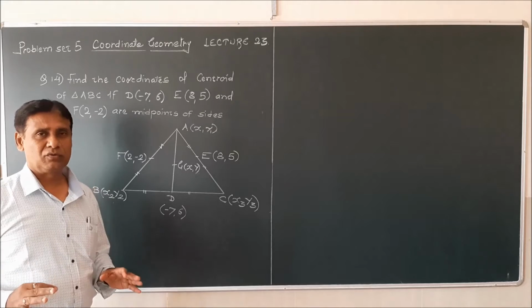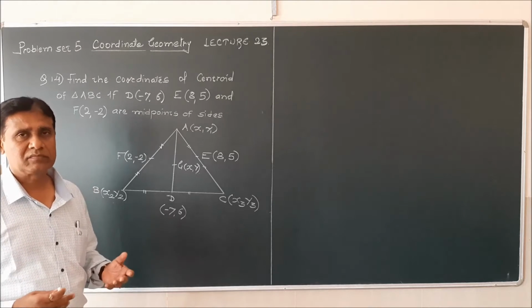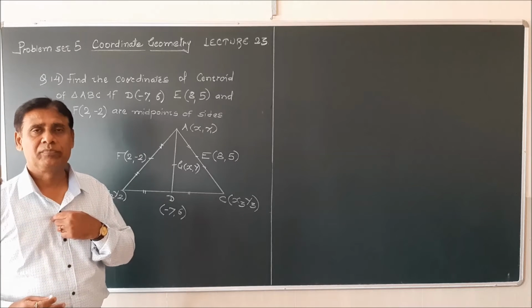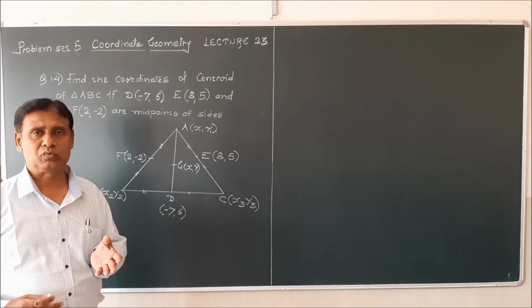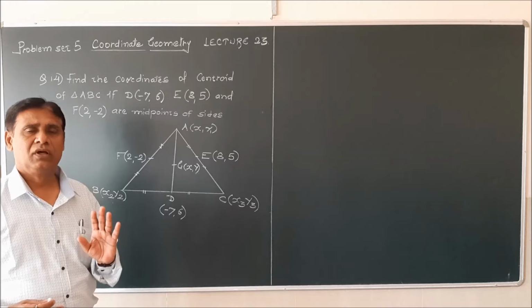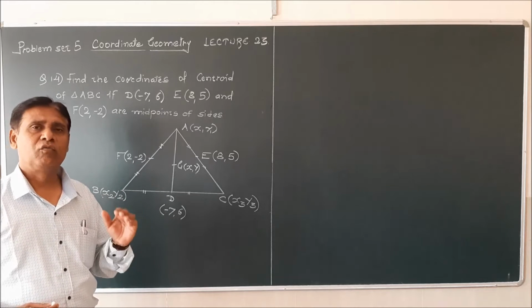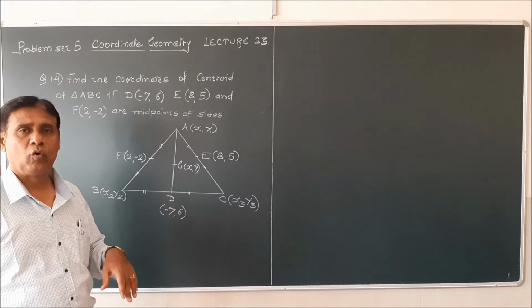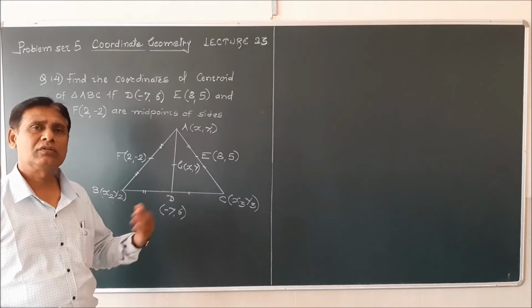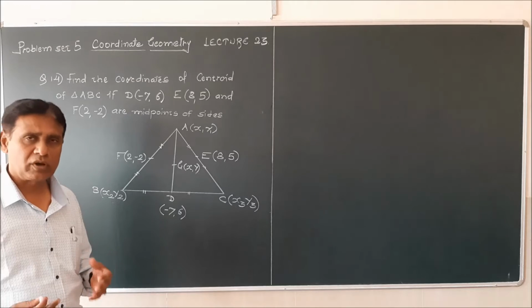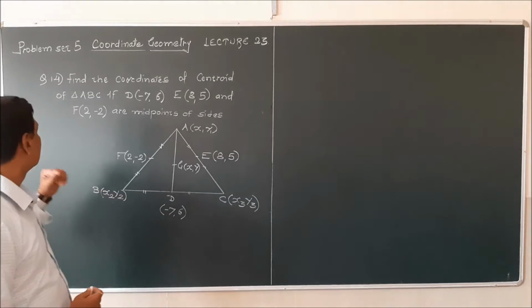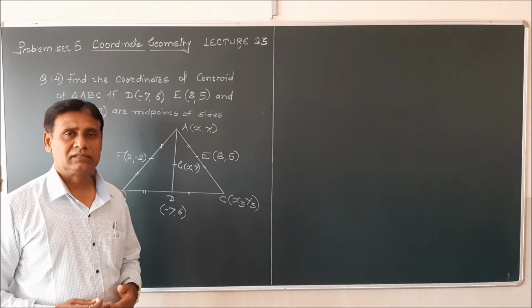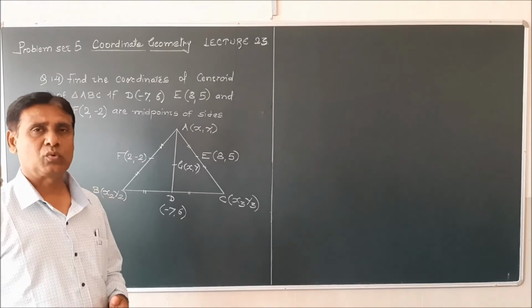I would like to tell you only about the previous sum. In the previous sum, we got median BP as root 52. So you can write root 52 as 4 into 13, and if you take the square root of 4, then you will be getting 2 root 13. So please make it a point, in the previous sum, that is sum number 13, please take the median BP as 2 root 13.